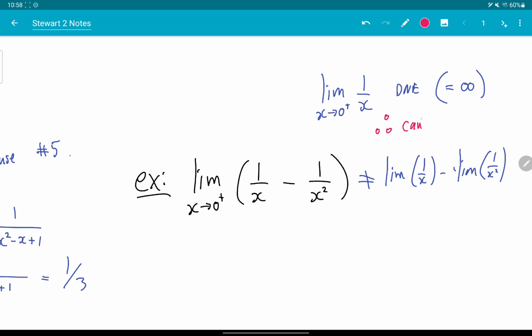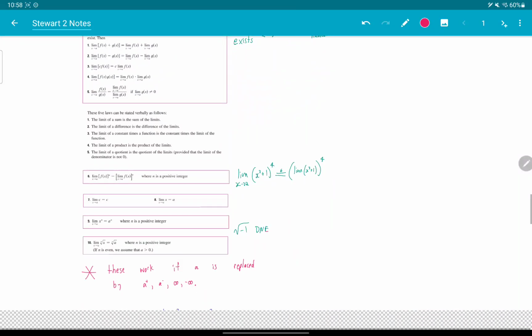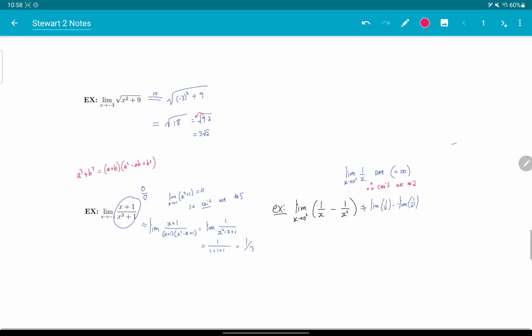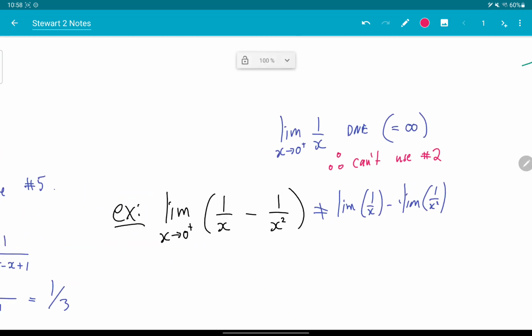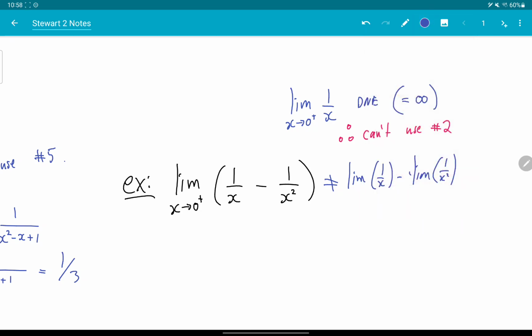So for your notes, so therefore can't use, which one was this? A difference. It's a difference. This is number 2, I believe. Number 2, let me just double check that. Number 2, it is, yes, number 2. Can't use number 2. So what do I do?